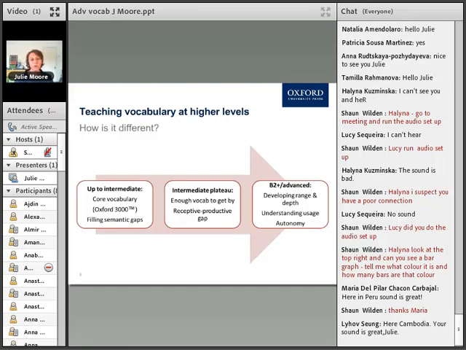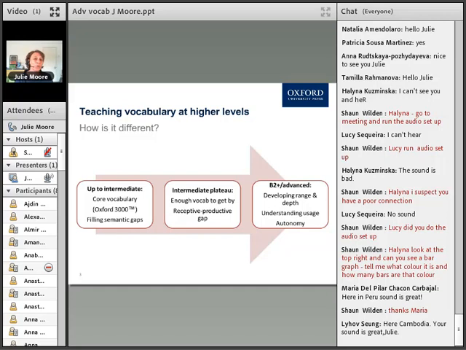Once we are moving on to the more advanced levels, we're trying to push students to develop not just their range of vocabulary, so not just the number of words they know, but their depth of vocabulary. And this is what they really need in order to increase their productive vocabulary, to make their own language more rich. They need to understand usage. They need to understand how to use the words that they're learning. And they also need to become more autonomous learners.